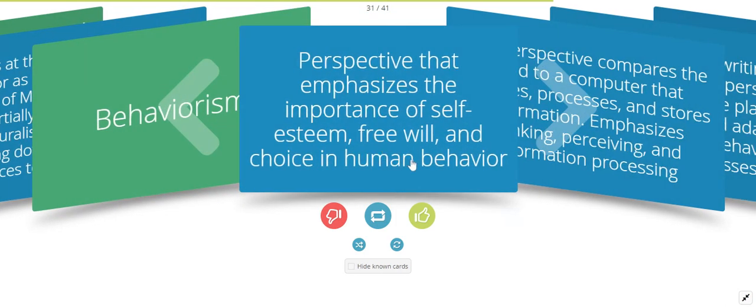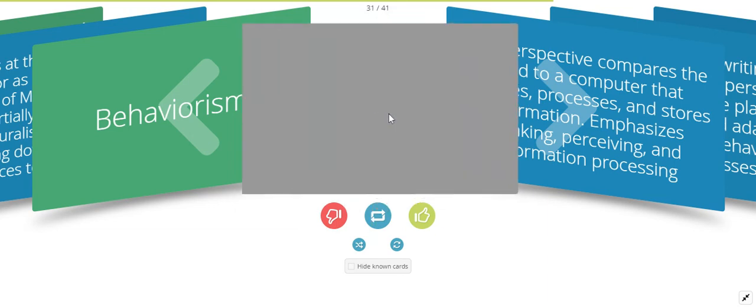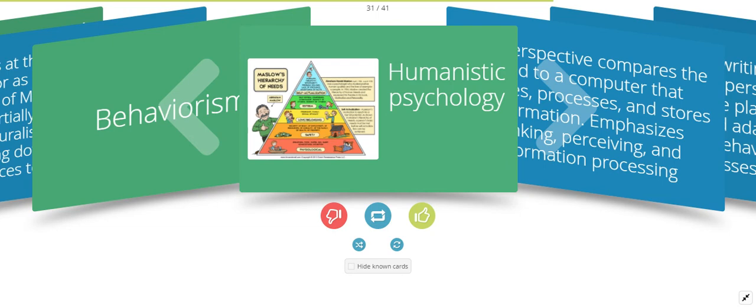And then starting in the 1950s, 60s, in my mind more 1960s, 1970s, you have this perspective, and this is the one for your ring finger. That emphasizes free will, self-esteem, and that you have choice. And basically, people are good, and they want to do good. They want to live to their 100% of their fullest potential. Humanistic psychology. And here's a picture of Maslow's hierarchy.